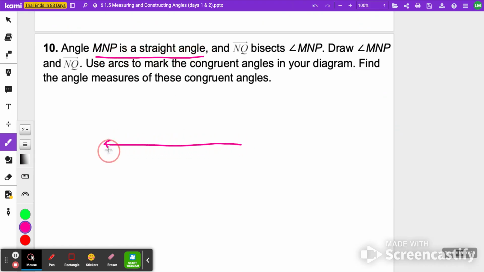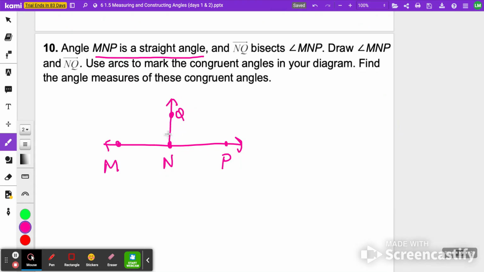So we're going to draw a straight line. N has to be the vertex. That has to be in the middle. So we're going to put M on the left, P on the right. Okay? NQ is bisecting, and now notice that's a ray. So I'm going to just make NQ bisect, label that Q, and these are congruent angles.